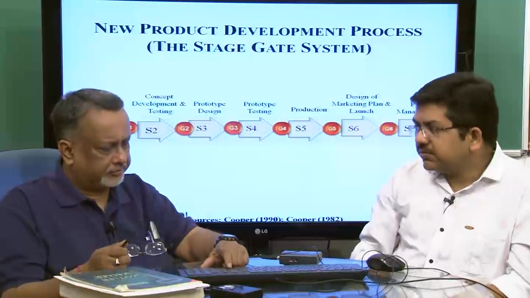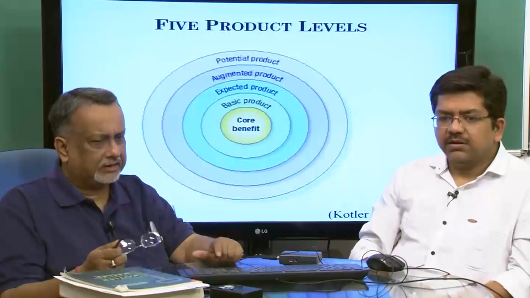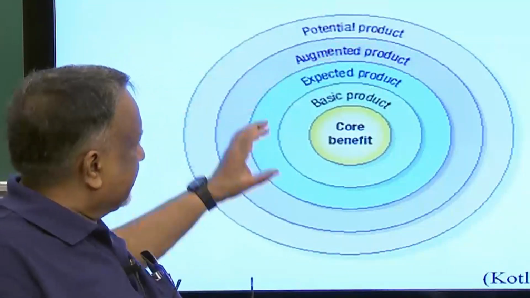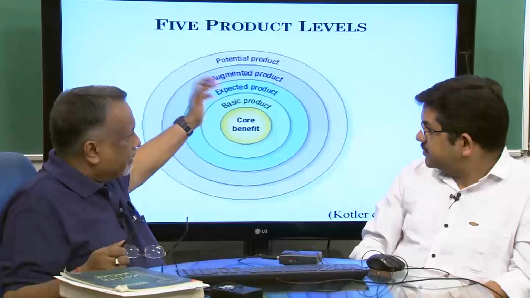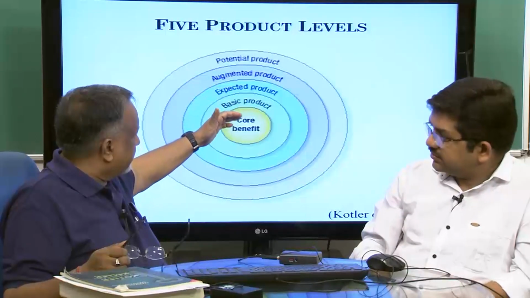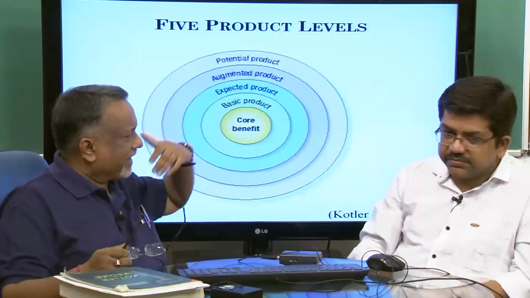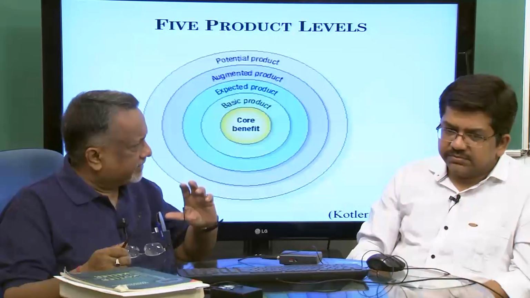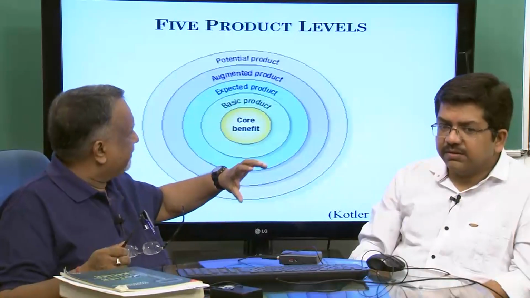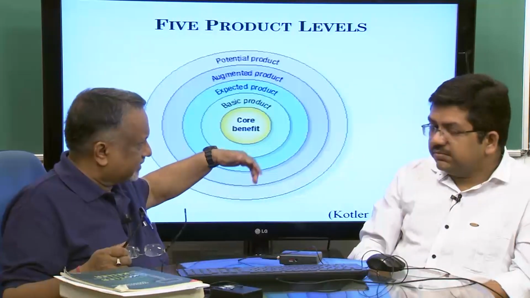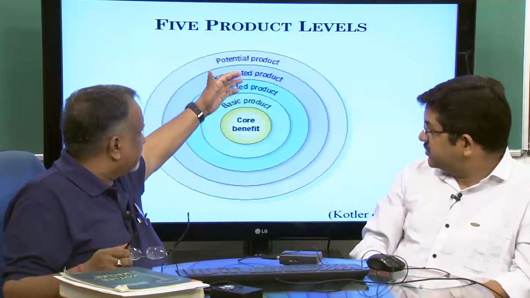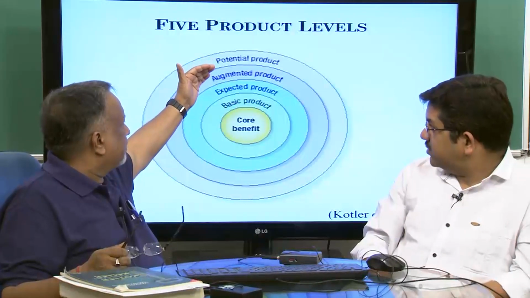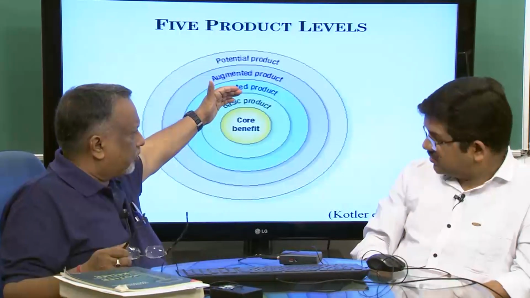This diagram, which we have borrowed from Kotler, is the famous onion diagram. When we see a product, we see it at the outer level, and then we start peeling off the layers and are able to find the core benefits. When we design the product promotion strategy or the product positioning, we have to understand all these layers, and that these are not static: some features which are augmented today may become expected tomorrow.